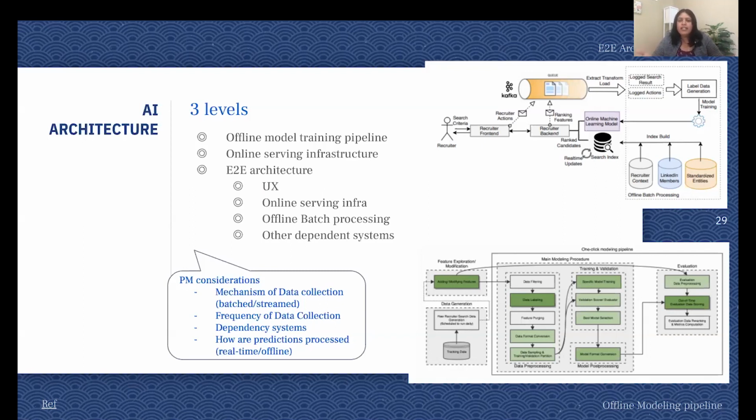I've added a link to a wonderful system design paper for AI recommendations used by LinkedIn for your read. And these are the actual pipelines that they use. It's a wonderful read if you want to get into the details of AI architecture.